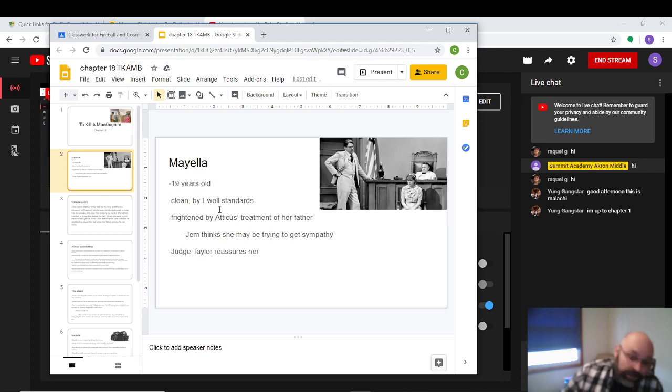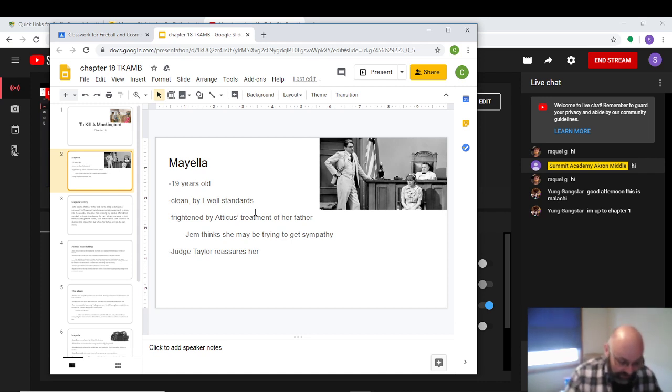So Mayella, just so you get an idea of who she is, she's 19 years old. By Ewell standards, she's relatively clean. You can contrast that to her father, who appeared red because he had scrubbed all the dirt off, almost looking like someone who hadn't taken a bath in some time. Mayella, by other accounts, is actually neat in general.